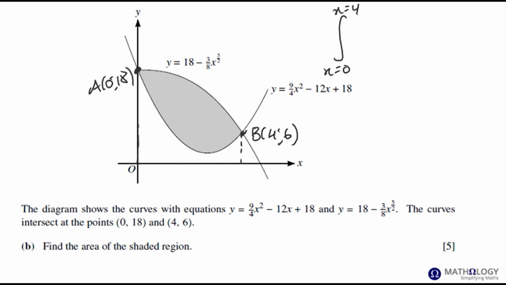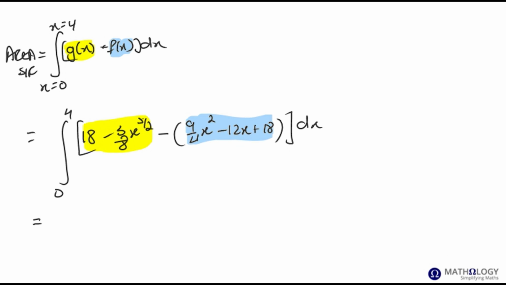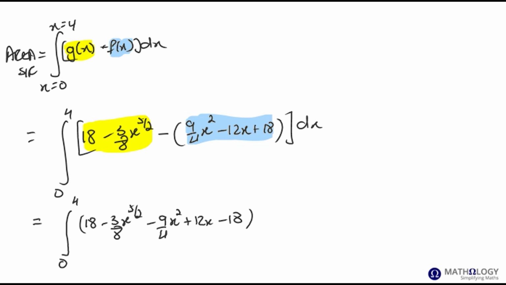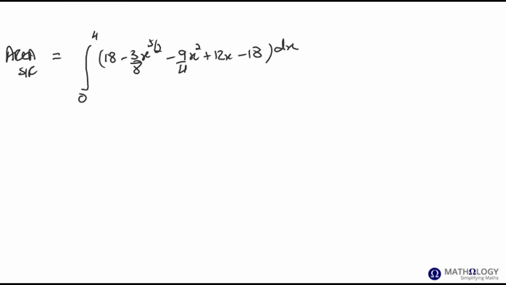The top curve, we already called the first function f of x, so let's stick to that convention and call this function g of x. So top curve minus bottom curve will be g of x minus f of x, and we integrate with respect to x. And now we're ready to integrate.